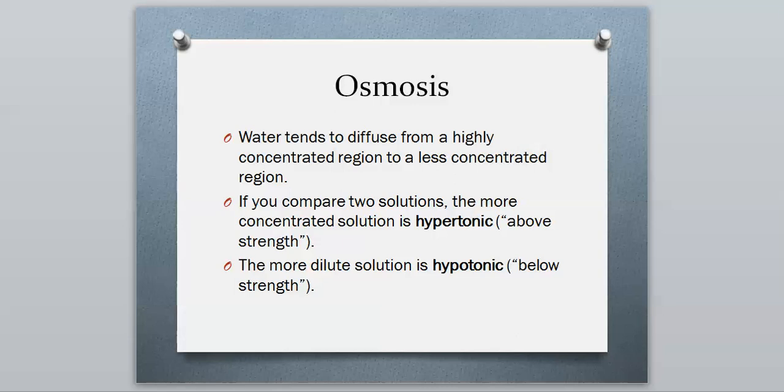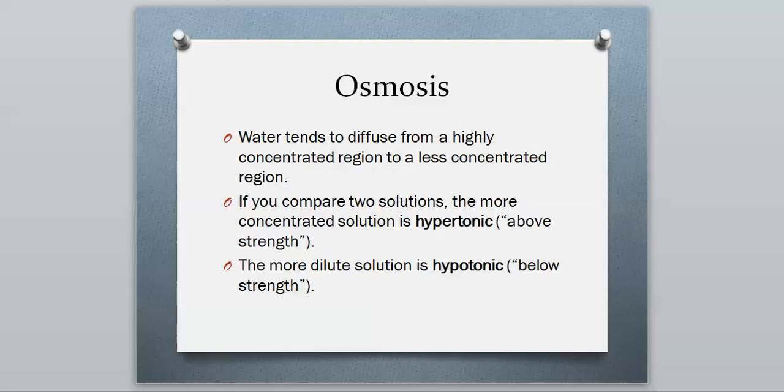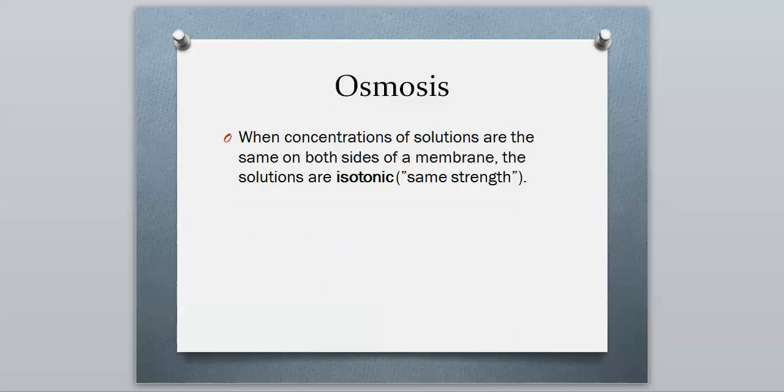We'll try to go over these two again. But hypertonic means it is more concentrated. Hypotonic means it is less concentrated. And then when concentrations of solutions are the same on both sides, then we call it isotonic. So we have hyper means more concentrated, hypo less concentrated, iso equals the same.